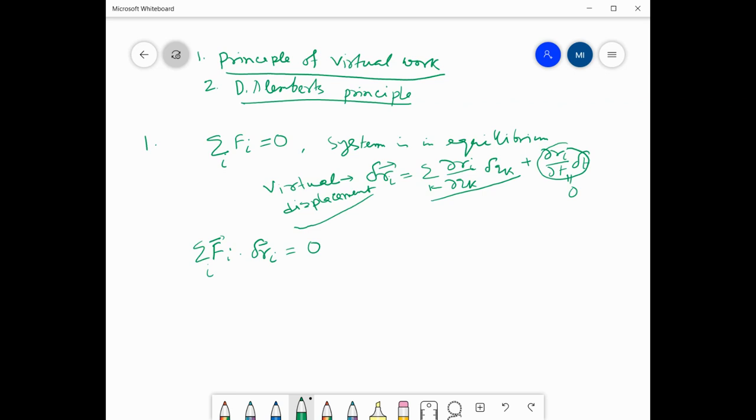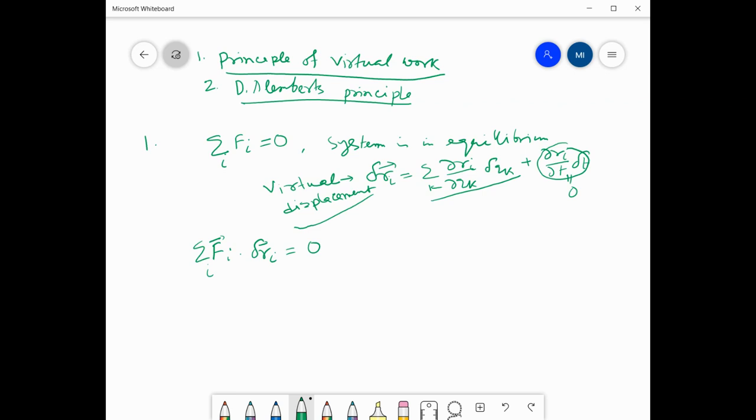The principle of virtual work states that the work done due to virtual displacement of a system which is in equilibrium is zero. Total work done due to virtual displacement of a system in equilibrium is zero. This is called the principle of virtual work. Right, you got the point.